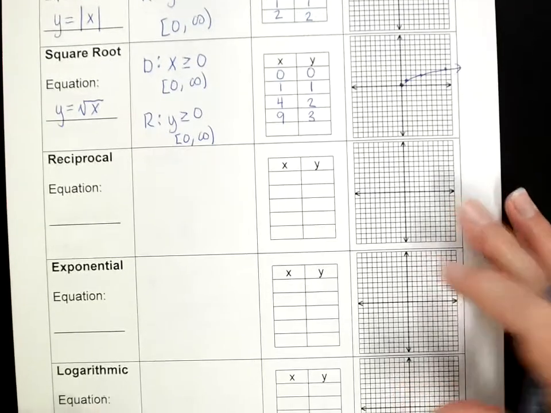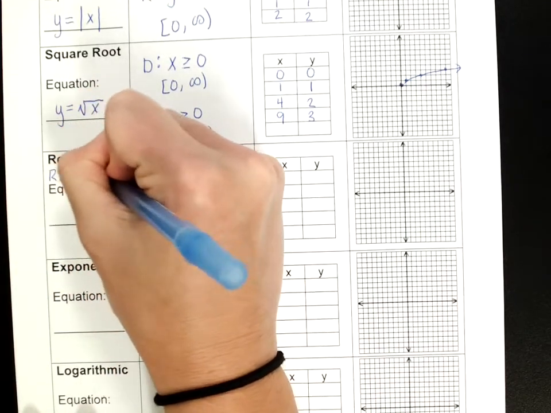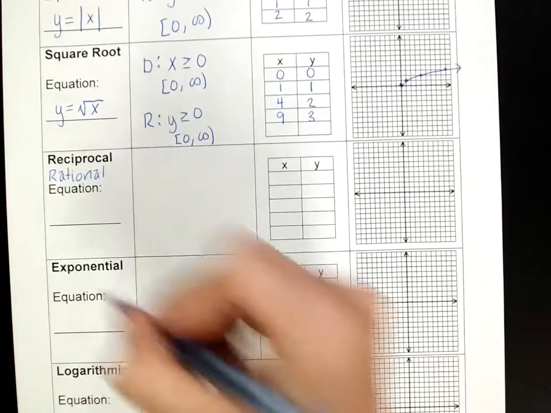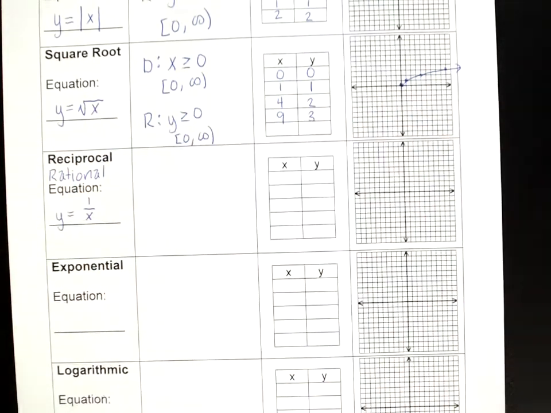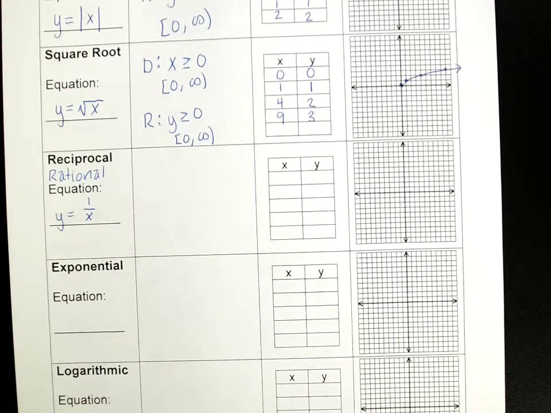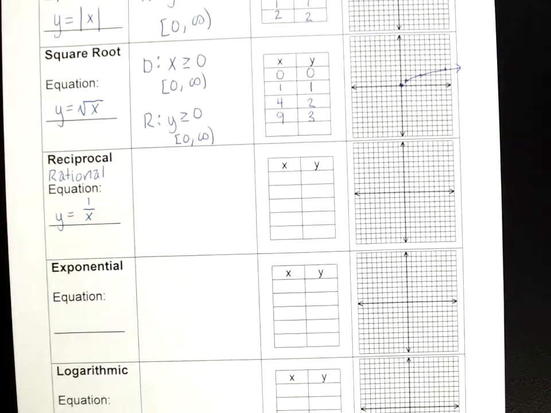Reciprocal, also sometimes known as rational. This equation is y equals 1 over x. Notice x is in the bottom. Sometimes I think calling it rational helps a little bit because this looks like a ratio.